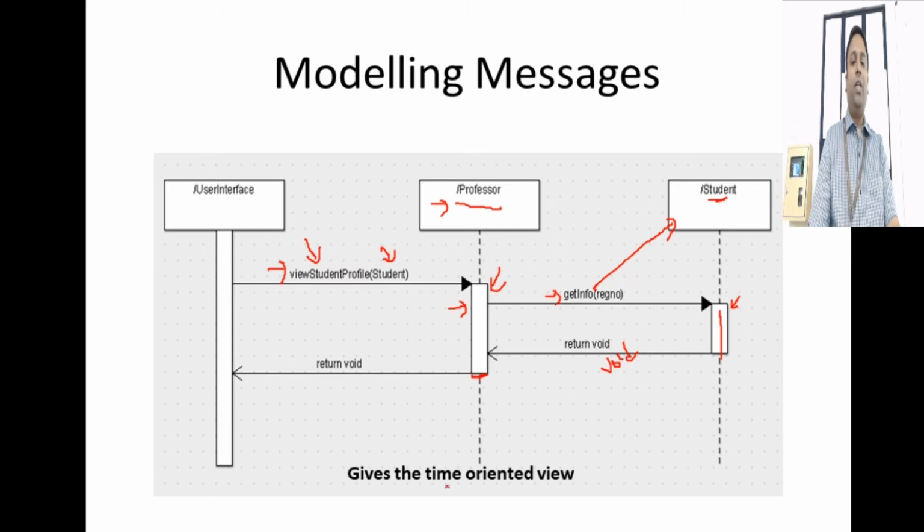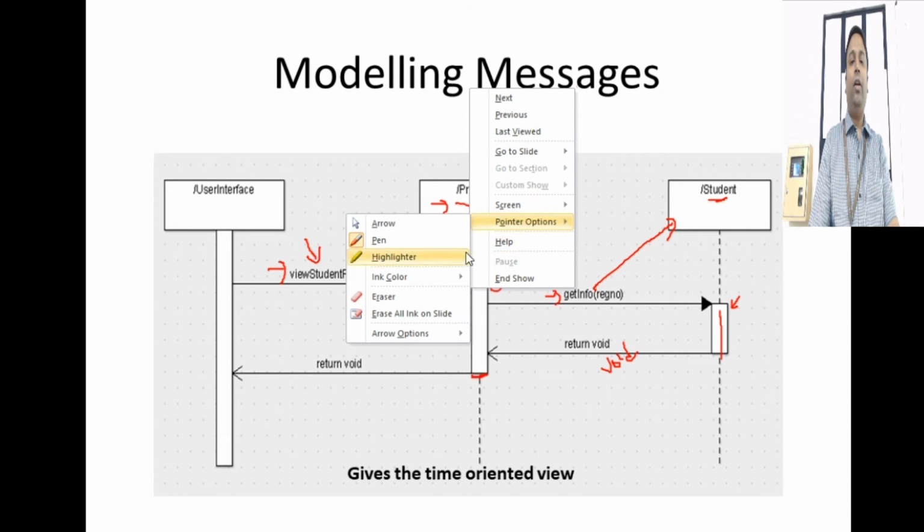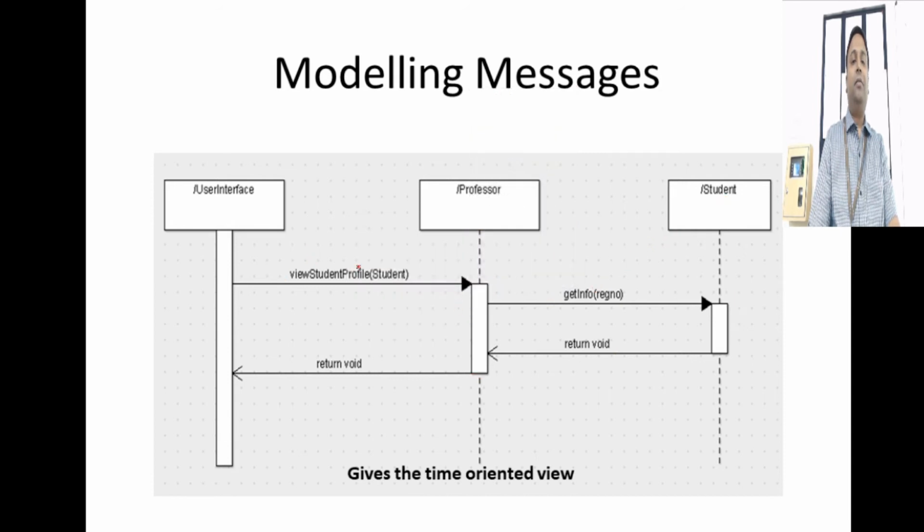And we say it gives a time-oriented view. Do you agree to this? What do you mean by a time-oriented view? This method gets invoked first. After this, the next method. So you see here, I've just put this arrow mark here to say there is a time difference. And then after this completes, there is a return and there is a return.